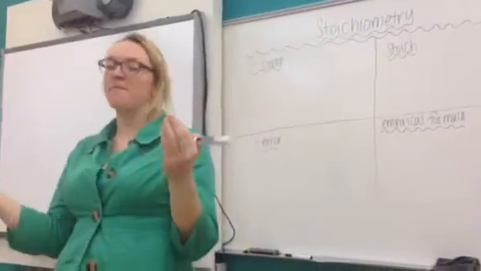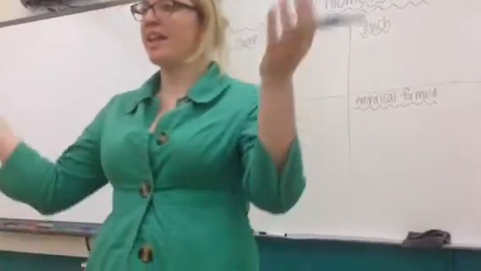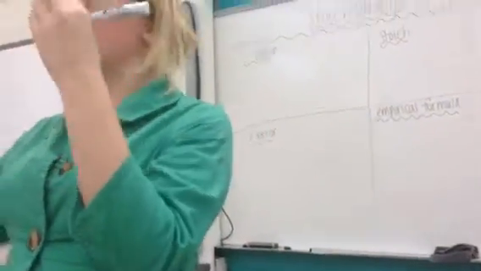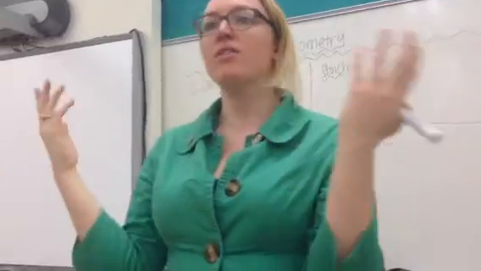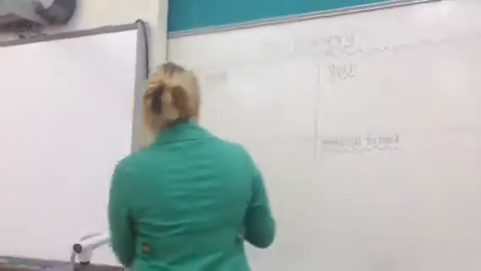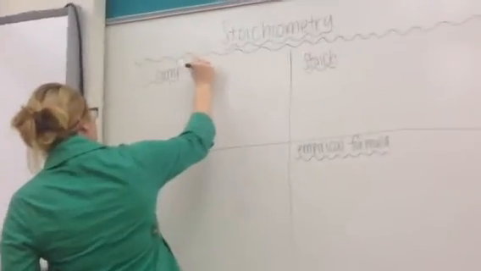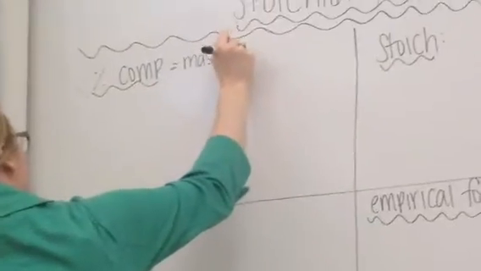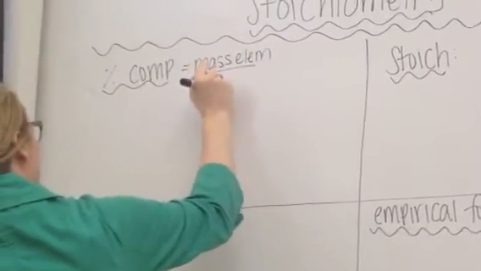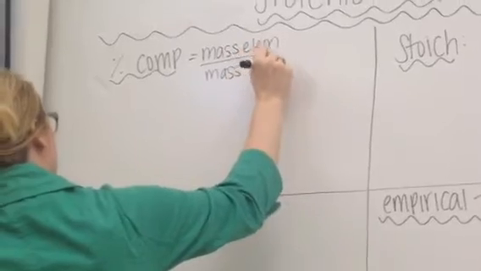That's exactly the same thing for percent composition. You take the amount of mass from a given element and you divide it by the total. That's it. So it's equal to the mass of the element over the mass of the compound.